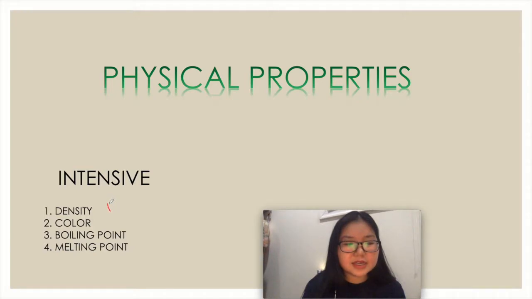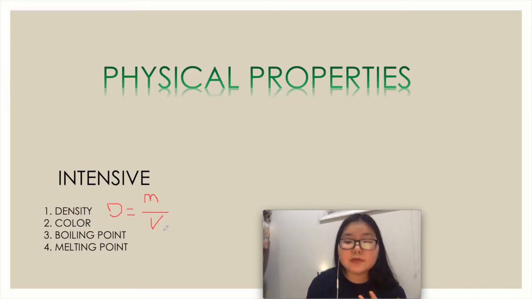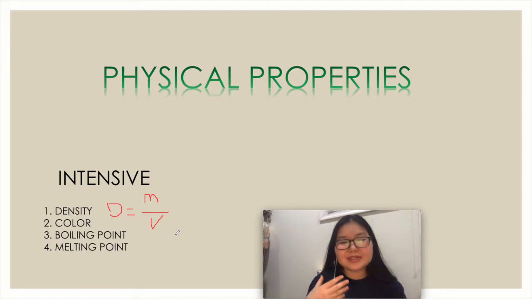The formula of density is D equals M over V, where D is density, M is the mass and V is the volume. So it has a formula and it's related to the mass and the volume, but exactly, it is fixed. Nothing can change the density. So this is intensive. The color, boiling point and melting point, I hope you can understand, because there's no change and no formula for them.